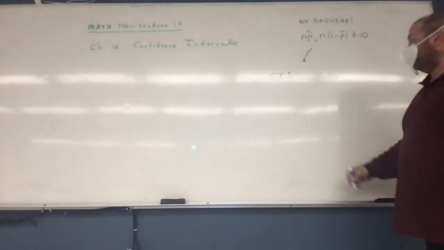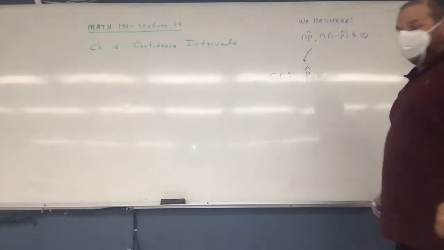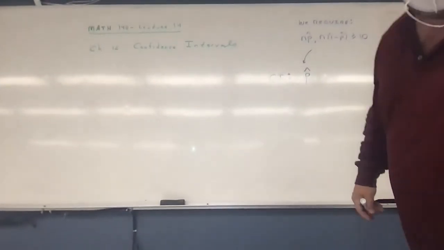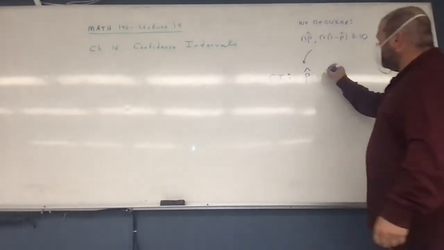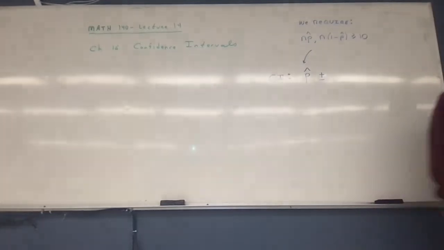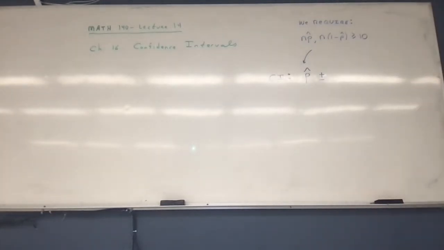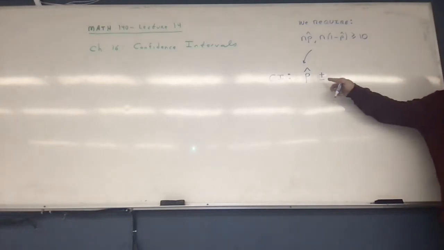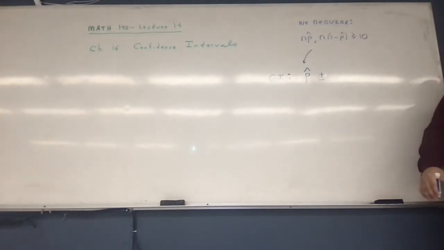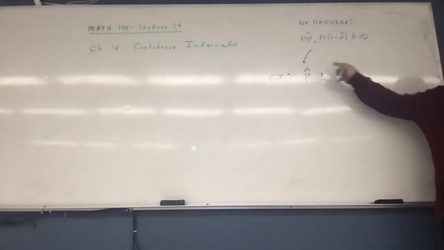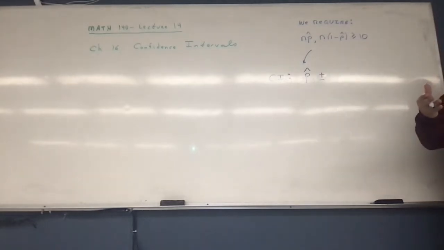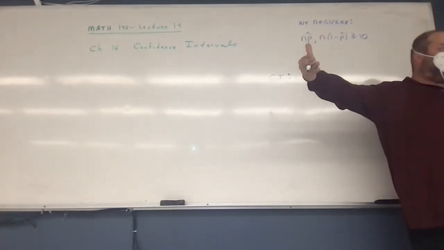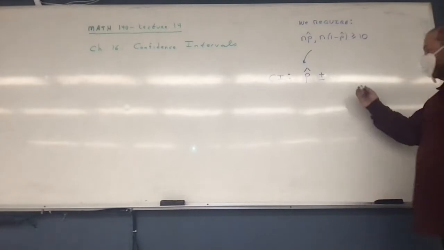The confidence interval is p hat. That's the center of our confidence interval, the best guess estimate, p hat, plus or minus. That means p hat minus that number will be the left edge of the confidence interval, and p hat plus that number will be the right edge. So technically we're calculating the left and right edge of our confidence interval. P hat plus or minus what?